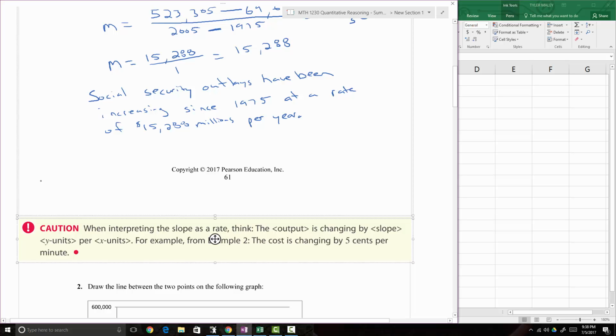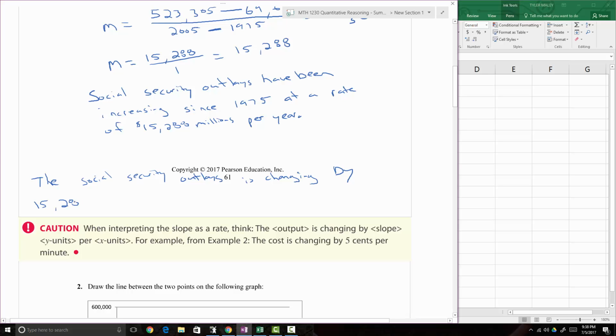All right, so we could make another sentence. So we could say the output. My output here is the Social Security's outlays, right? So we could say the Social Security outlays is changing by, so my slope is 15,288, and then you've got to put units, so millions of dollars, right?